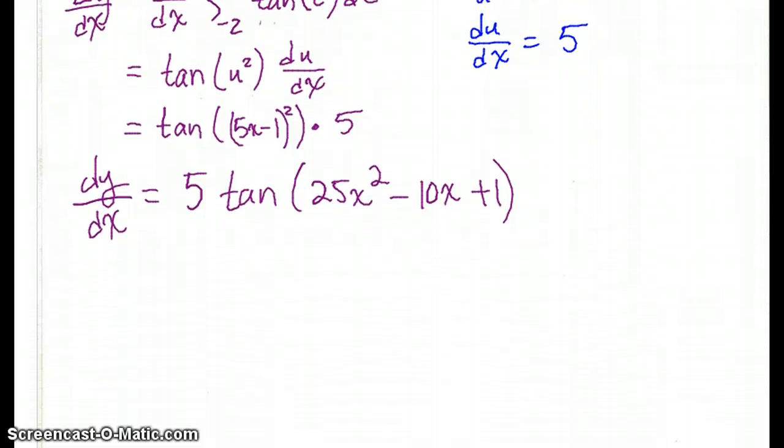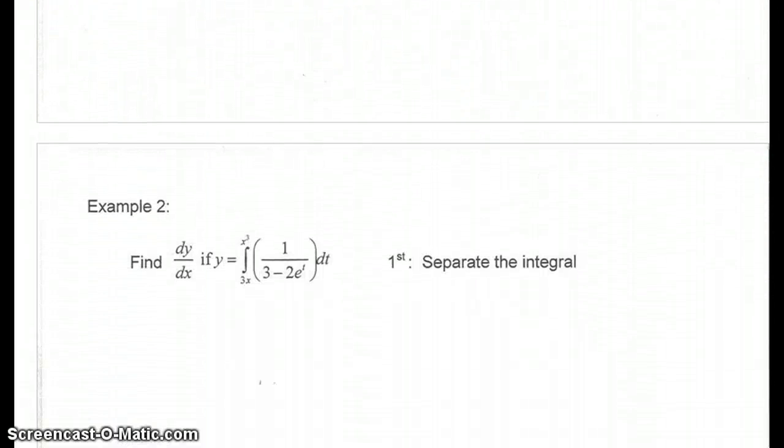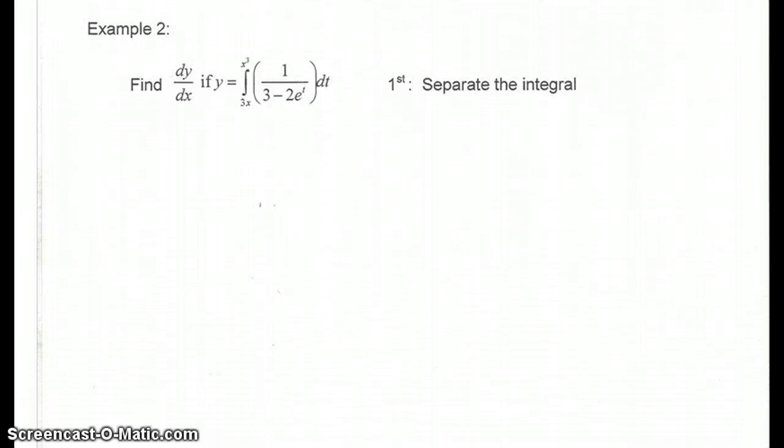Moving on to our next example. Find dy dx if y is equal to the integral from 3x to x cubed of the quantity 1 over 3 minus 2e to the t power dt. Put a reminder here. First, let's separate the integral.